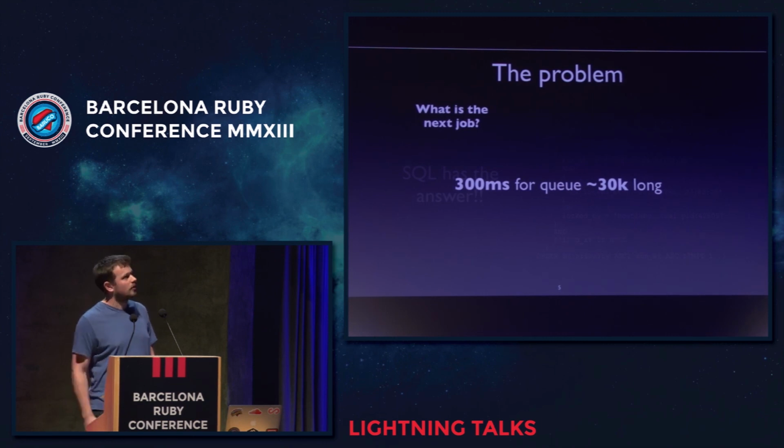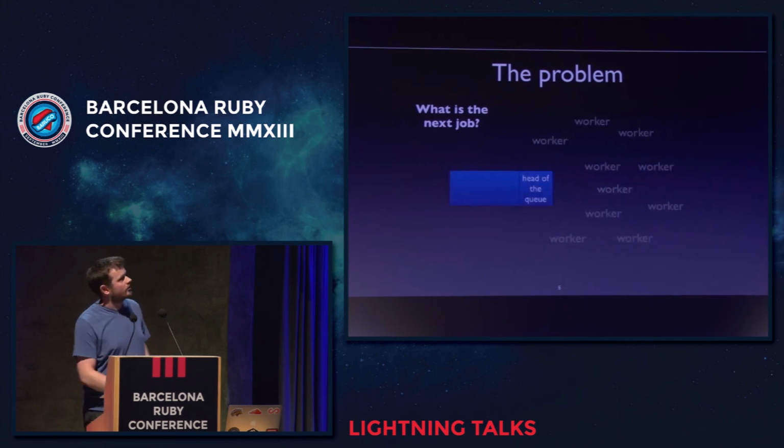And this is just MySQL, just to run that query when you started having tens of thousands of items in the queue, which is not ideal. So what's the reason for this? We had a look. The reason is you've got a head of a queue. This is how a queue works. You've got the head, that's the next job to do, and you've got all of these workers.